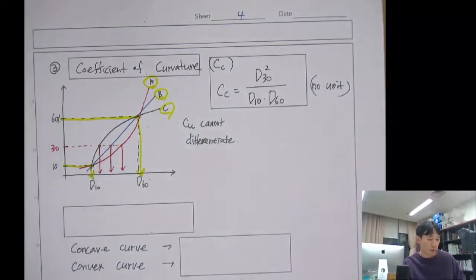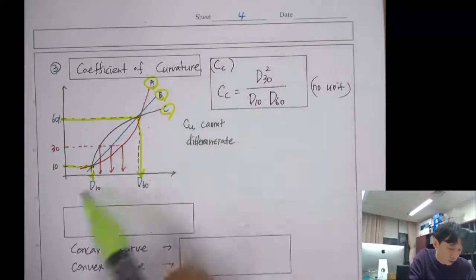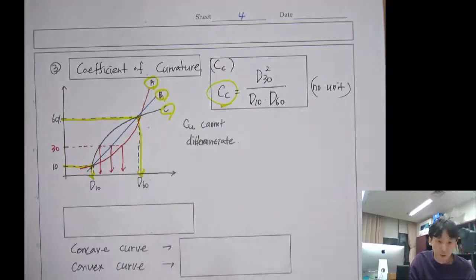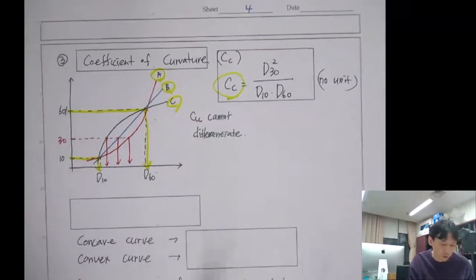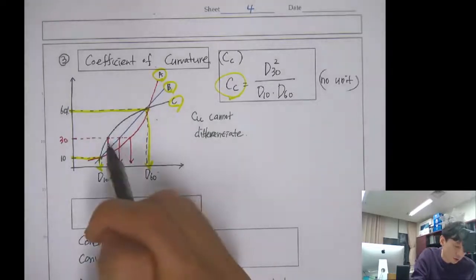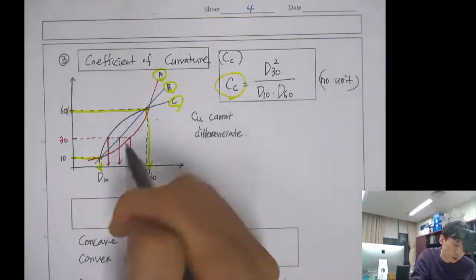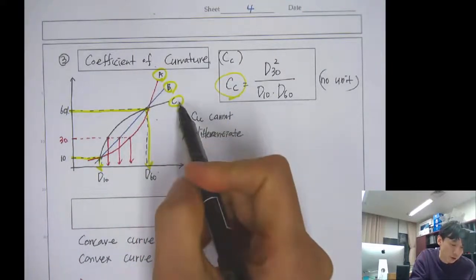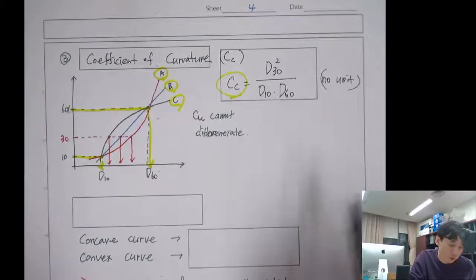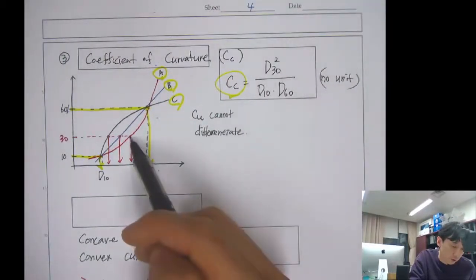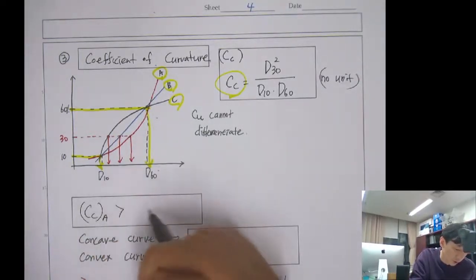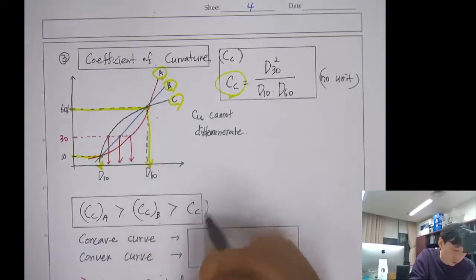Again, you can see that using this CC, A and B and C will have different coefficients of curvature. Which one will have the biggest one? This one, A, because the D30 will be the biggest. For A, B and C, the denominator will be the same, so the numerator, D30, for soil A is the biggest. So CC of A will be the biggest, and then B, C.